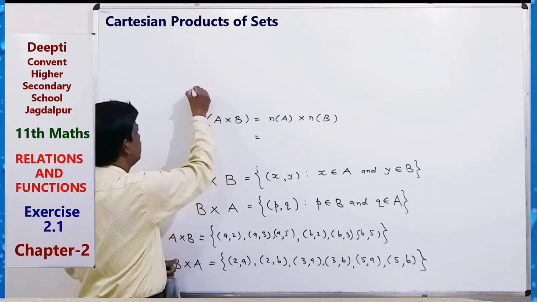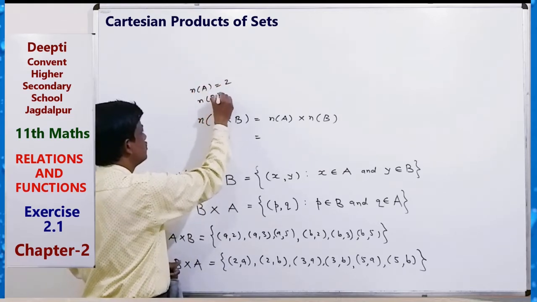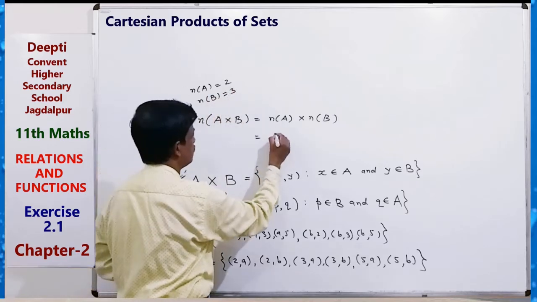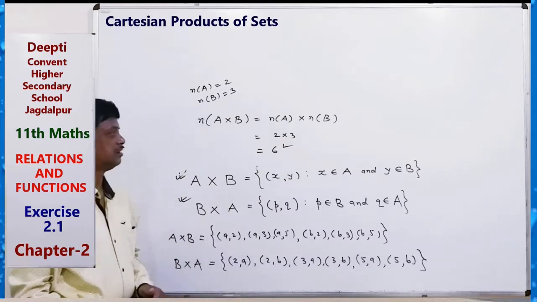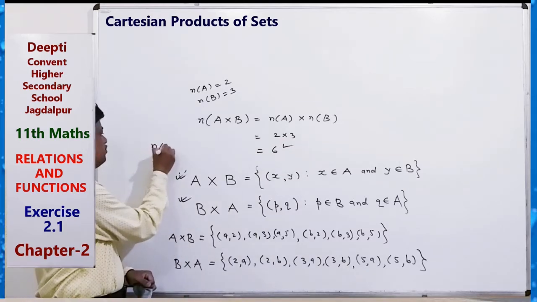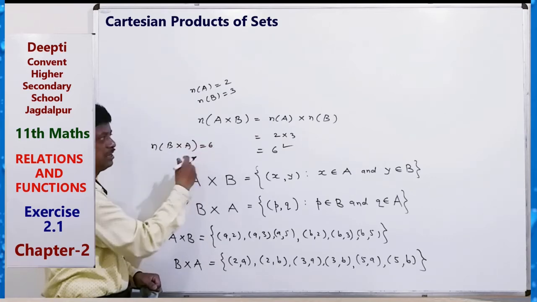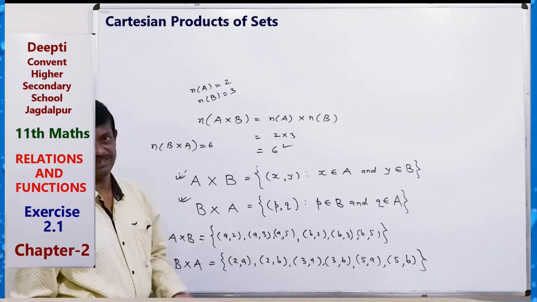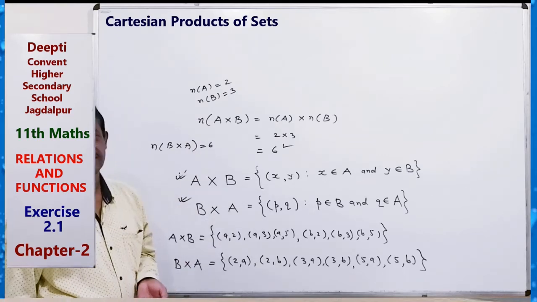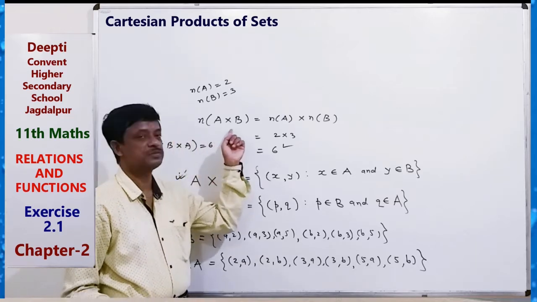Here in our example, Na equals 2 and Nb equals 3. So 2 into 3 equals 6. 6 elements are there. Also B cross A has 6 elements, because Nb into Na is 3 into 2, 6, but the elements are different. So the sets are not equal.